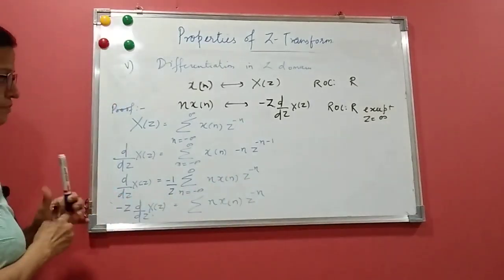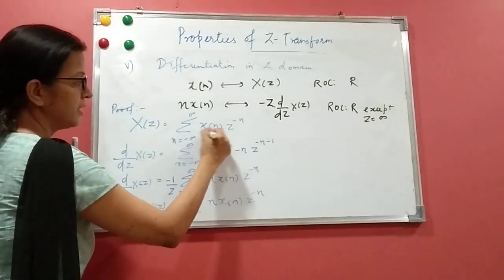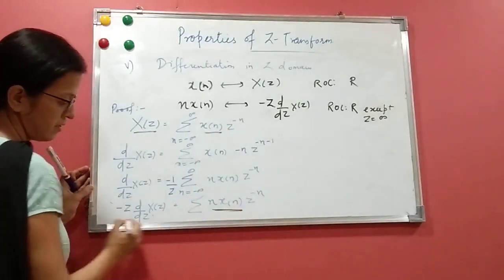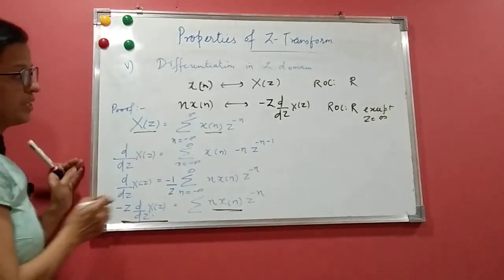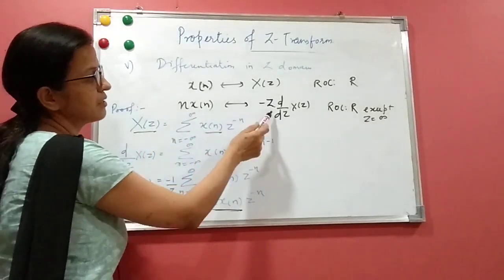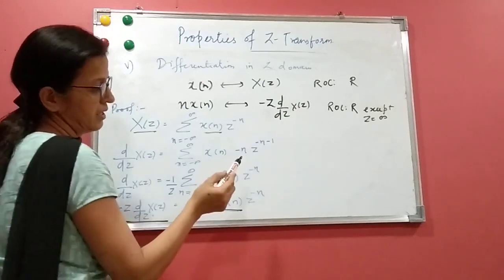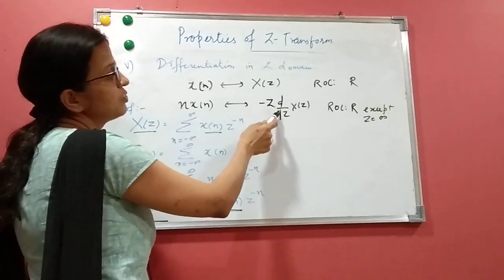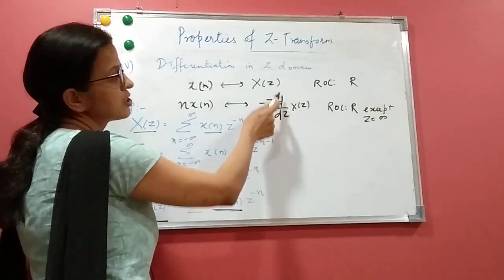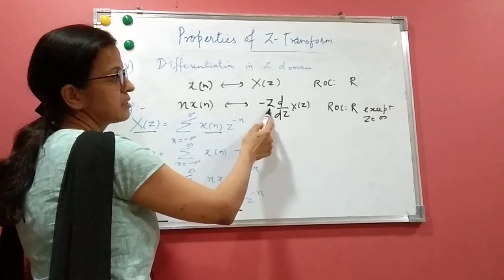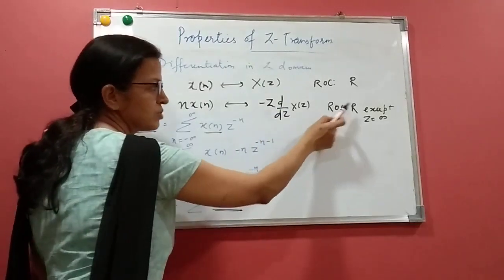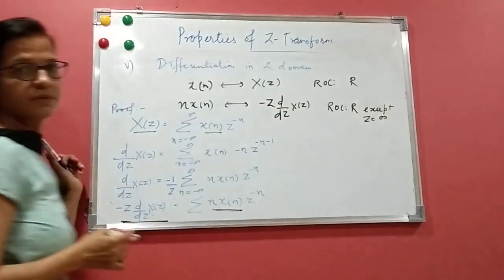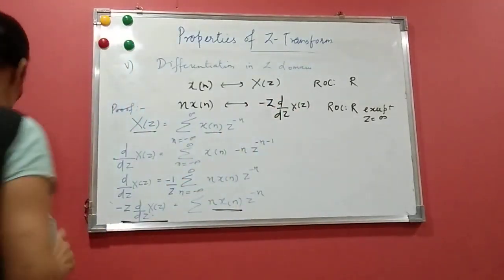If x of n is in the right hand side, x of z is in the left hand side. If n x of n is there, what is in the left hand side? This one. So we say that for n x of n, the z transform is minus z d by dz of x of z. We also know x of z always has something in the denominator, so when you differentiate there will be a denominator square and an extra term z. So you will mainly get ROC as R except z equals infinity, but after getting the answer we can also check the ROC. Okay, this is differentiation in z domain.